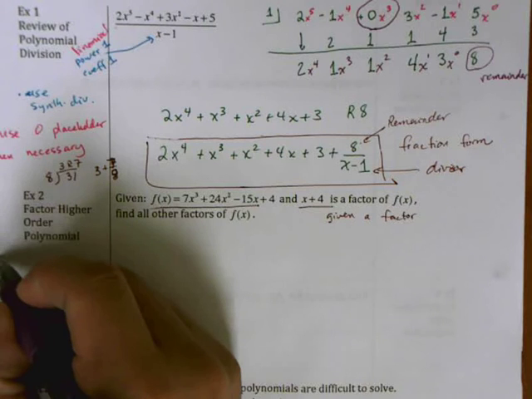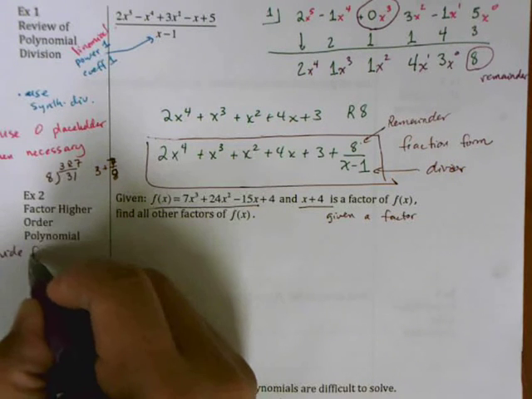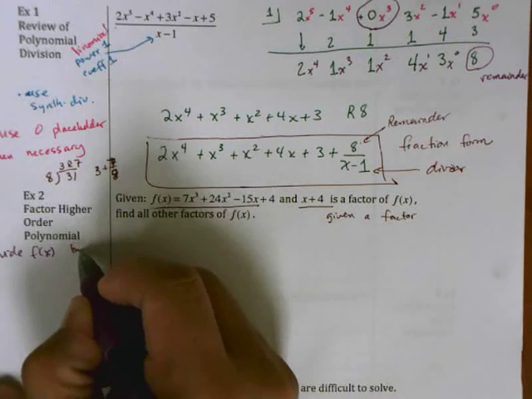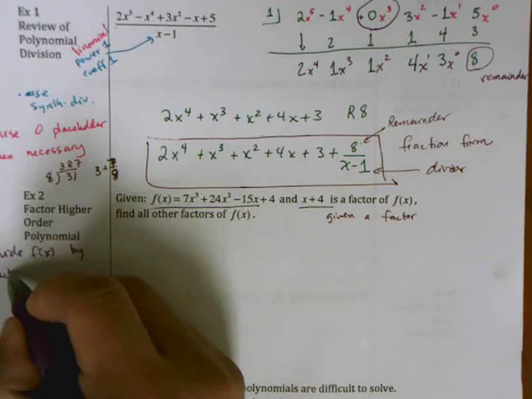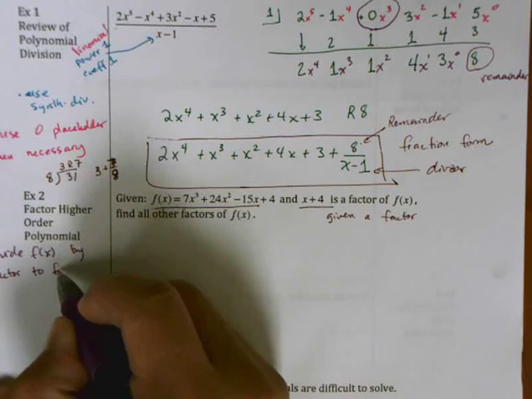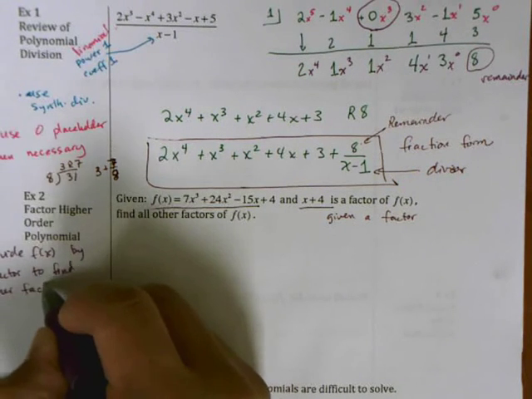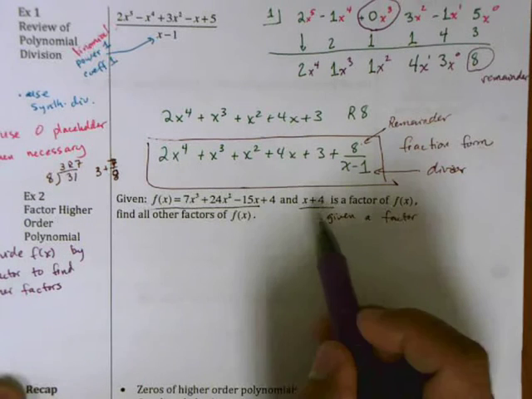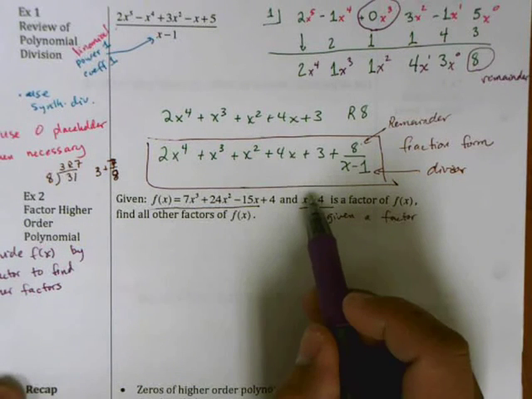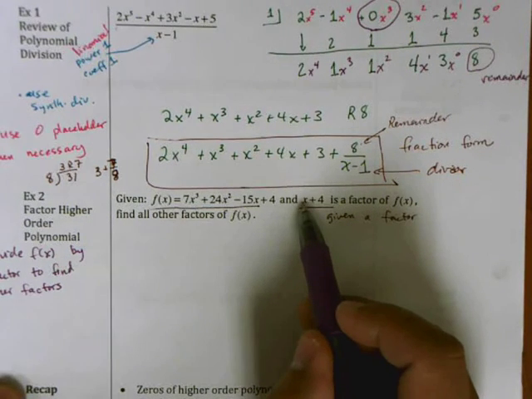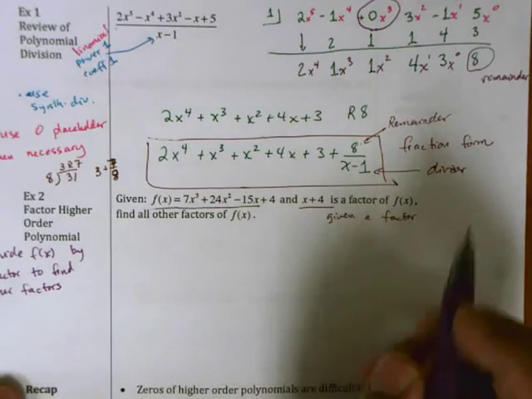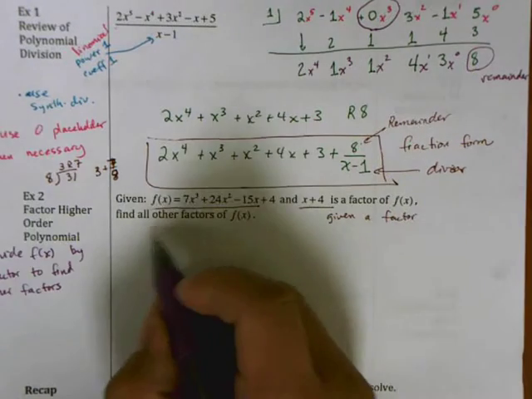So I'm going to make a note here: divide f of x by a factor to find other factors. And since this is a binomial, the power is 1, and the coefficient in front of it is 1, we can use synthetic division.